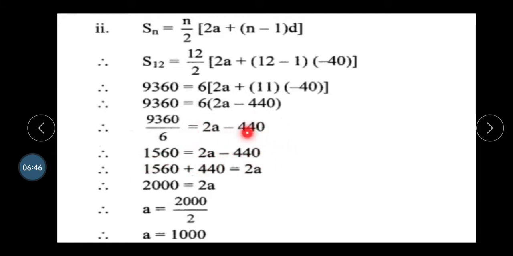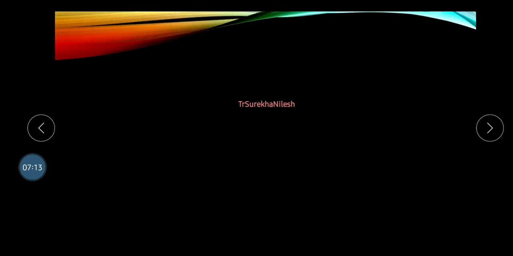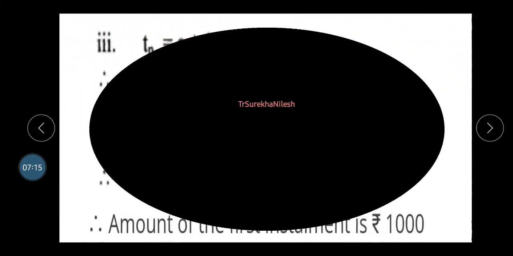We will be adding 440 on both the sides of the equation. We get 1,560 plus 440 is equal to 2A. Adding up both the numbers, we get 2,000. 2,000 is equal to 2A. Dividing both the sides by 2, we get A is equal to 2,000 upon 2. That will, A we will get as 1,000. That is our first installment, students.